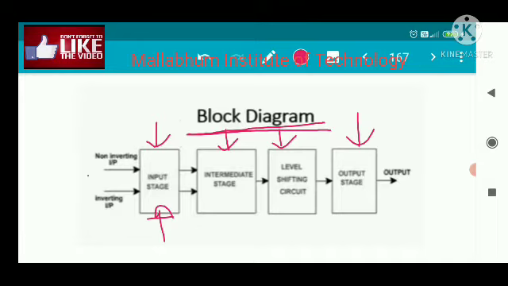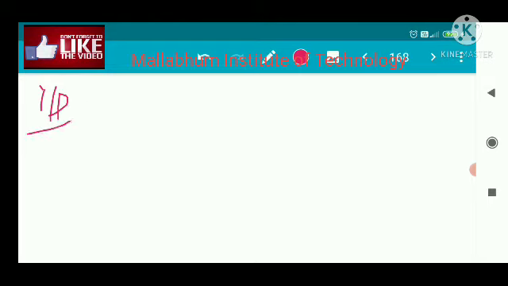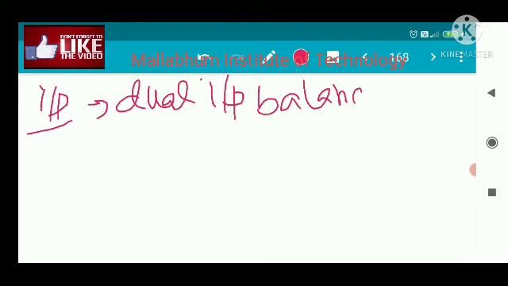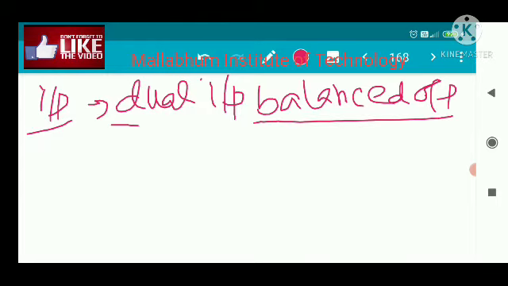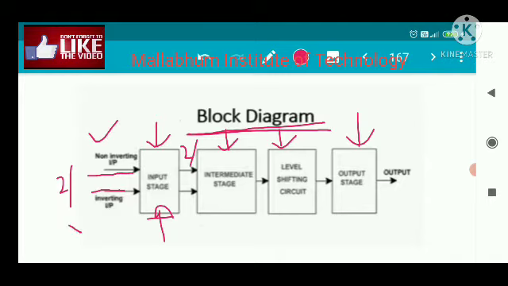So this is the non-inverting input, this is the inverting input. So there are two inputs and also two outputs. Now the input stage is called the dual input balanced output differential amplifier. Now what do you mean by dual input balanced output stage? Dual input balanced output has its own meaning. Dual input means there are two inputs, so that's why dual input.